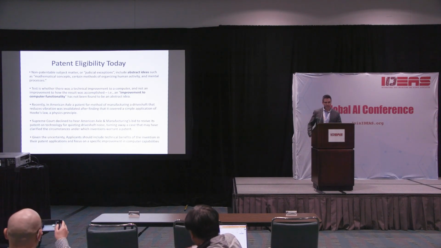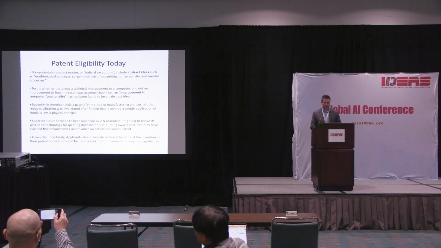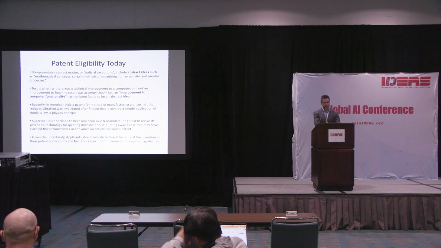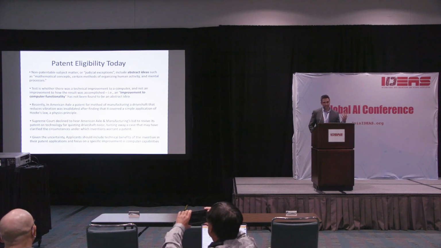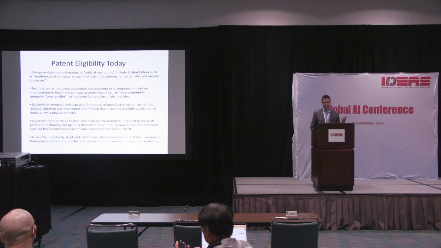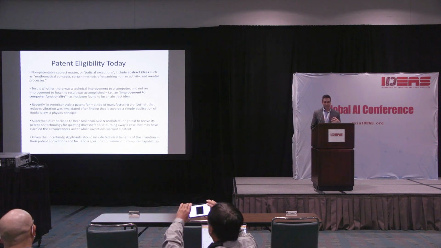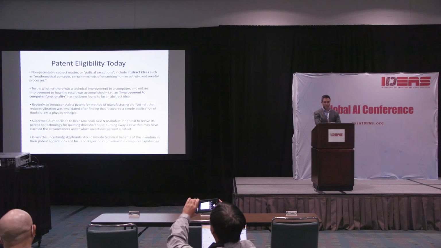So where does patent eligibility stand today? One of the things to consider is mathematical concepts. We just mentioned that. Any theories of physics, those things that have already existed, and things that are part of human activity or mental processes are not patentable. The test is whether there's an improvement to the computer's functionality. So a lot of times with AI, the determining factor will be, okay, is there an improvement to the way that the software is making the computer function?